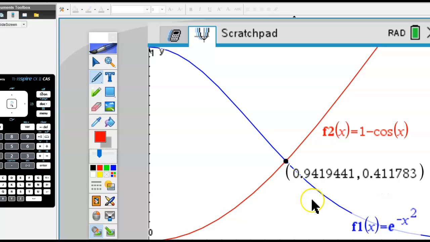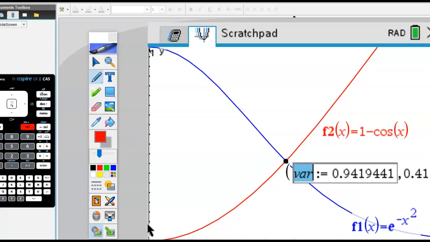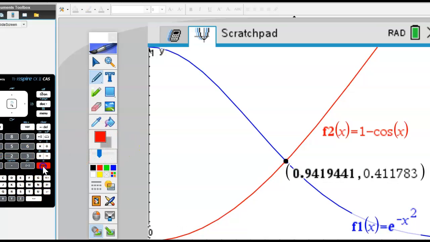0.941944441. Quite often we want to store this, so you have to highlight it. And then you have to go control bar, and I'm going to call that variable A. And I'm going to hit enter. And notice it comes up bold type, which means it's been stored.